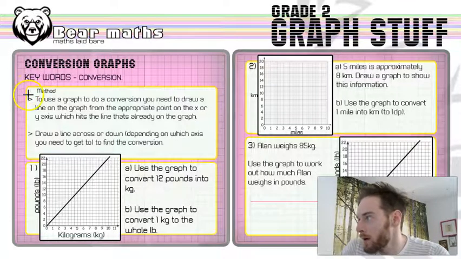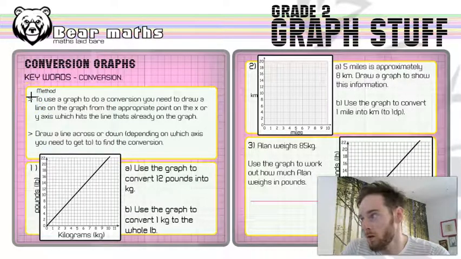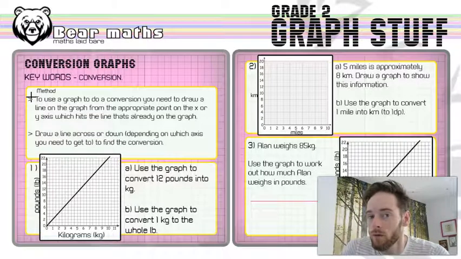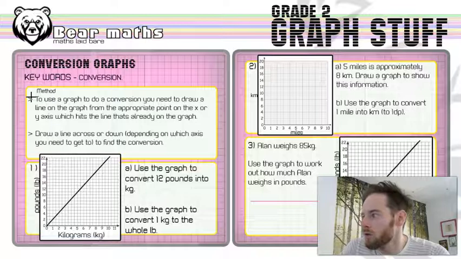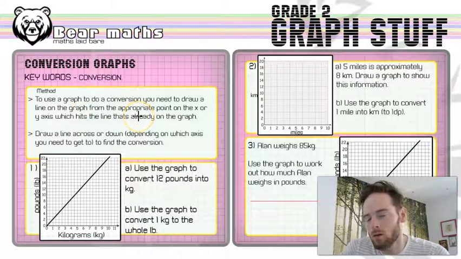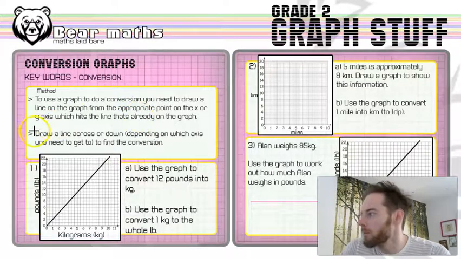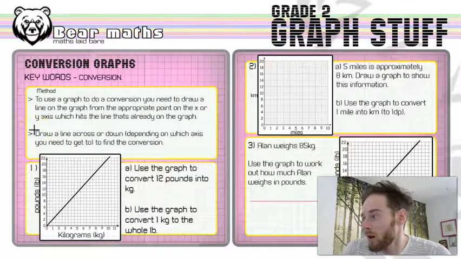The method says to use a graph to do a conversion, you need to draw a line on the graph. It could be that you have to draw your own conversion graph as well. You draw a line from the appropriate point on the X or the Y axis, depending on which one you need to go from, and you draw a line that hits the line that's already on the graph, or the one you've drawn yourself. The second part says draw a line across or down, depending on the axis you need to get to, to find the conversion between the units.